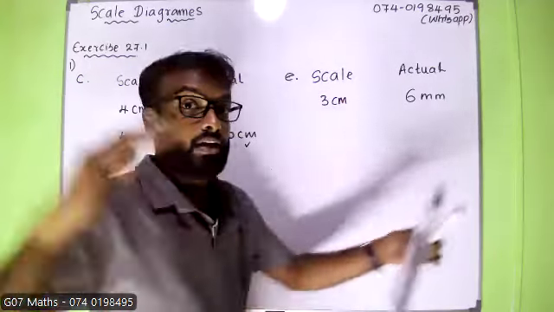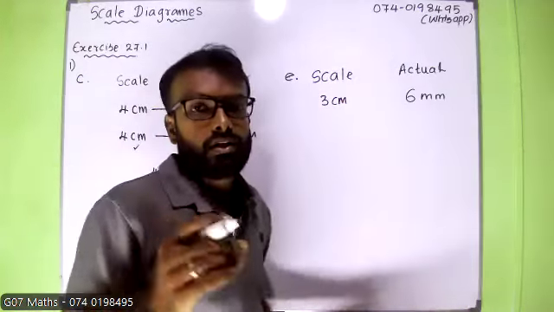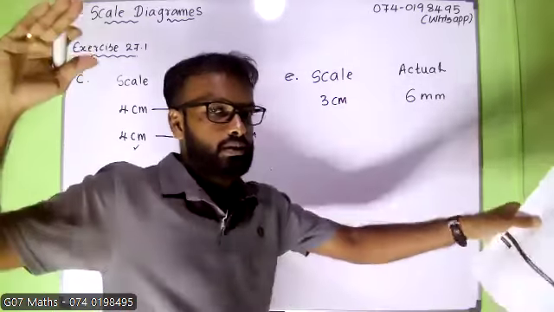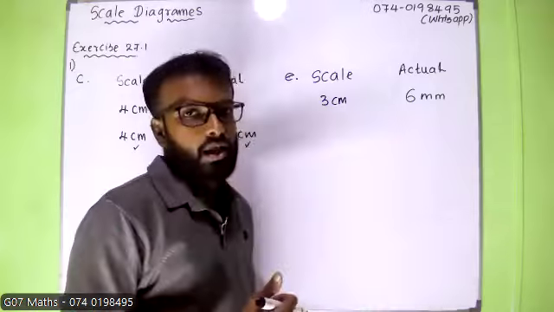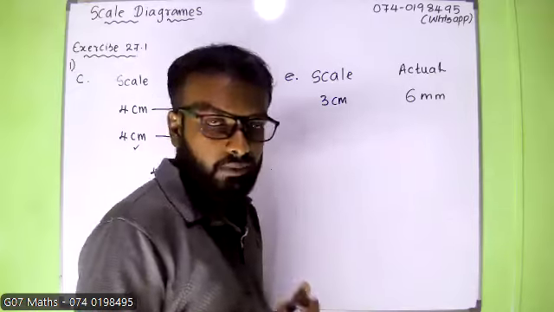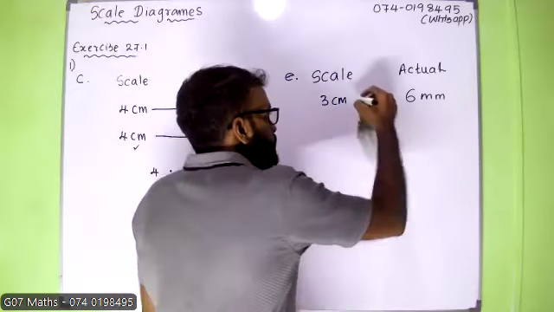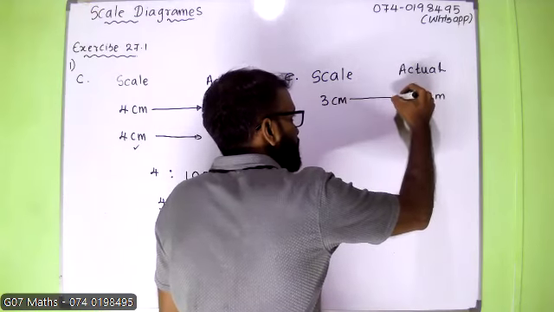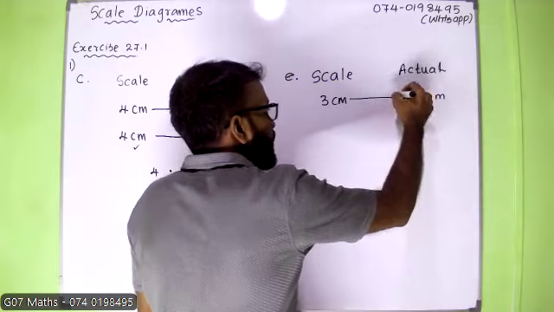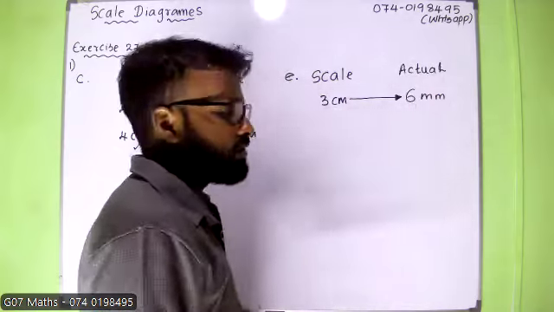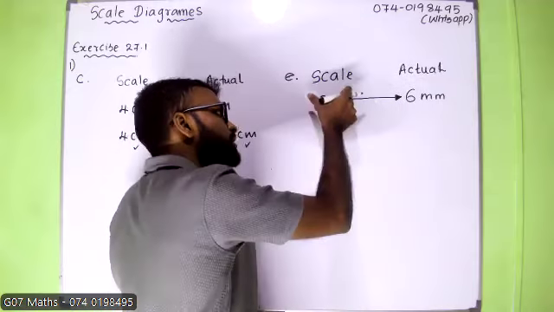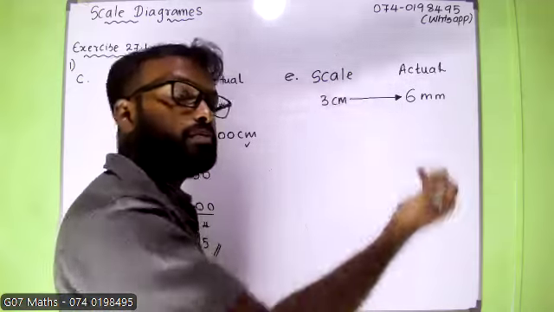You are going to magnify. You are going to increase the length. You have a small length and you are going to maximize it. Zoom in. By using 3 centimeters, you are going to represent 6 millimeters. You are going to take the small one and enlarge it. The actual length is 6 millimeters, but the scale length is 3 centimeters.